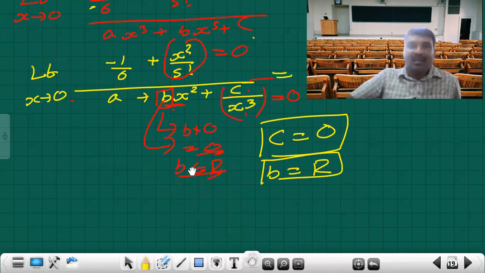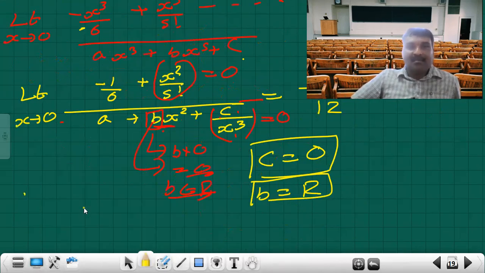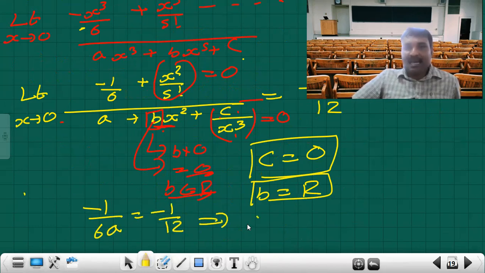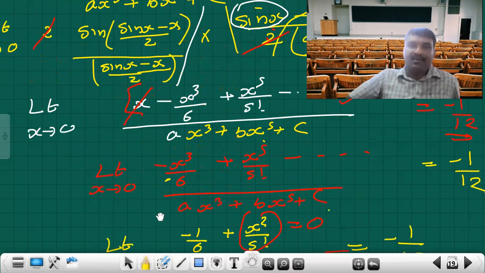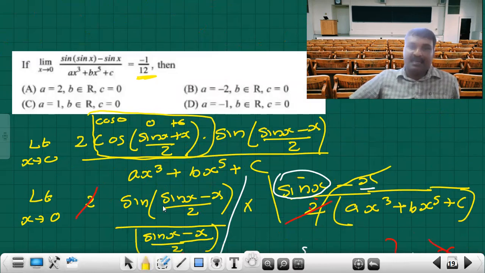Then what is the value of the limit? The value of the limit is minus 1 by 6a. That is equal to minus 1 by 12. That implies a is equal to 2. So these are the values. So a equal to 2, b is equal to any real number, and c is equal to 0. So a is the correct option. Okay.